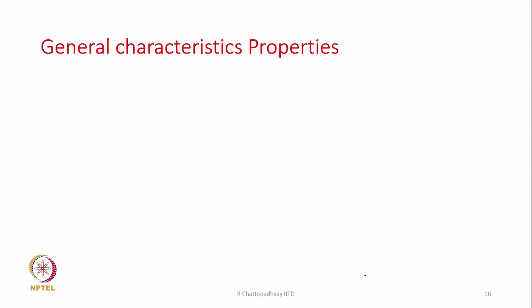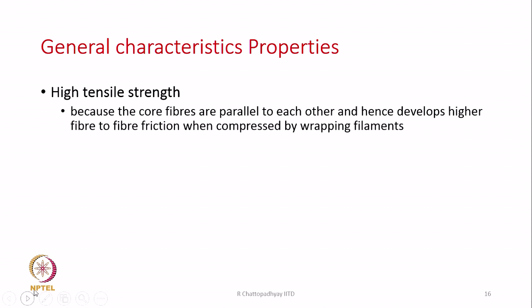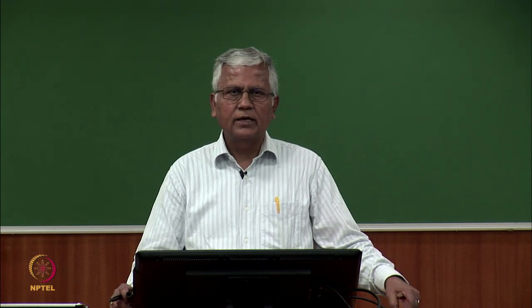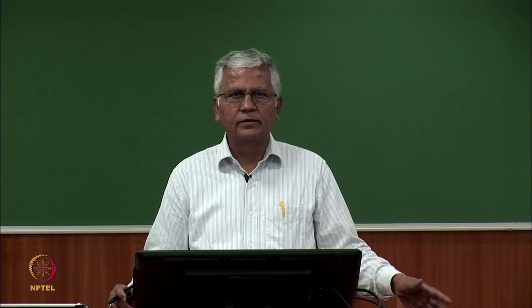So, now the general characteristics and the properties. First of all, the high tensile strength. Because the core fibers are parallel, there is no obliquity effect. The load bearing core fibers are straight and parallel, so they can take the full load till the rupture if we produce a proper yarn. The obliquity effect that you must be knowing is there in the case of ring spun yarns, it is absent here.